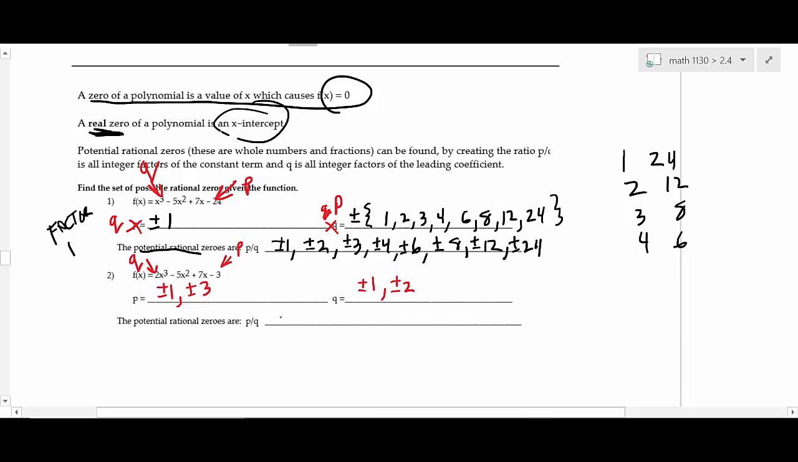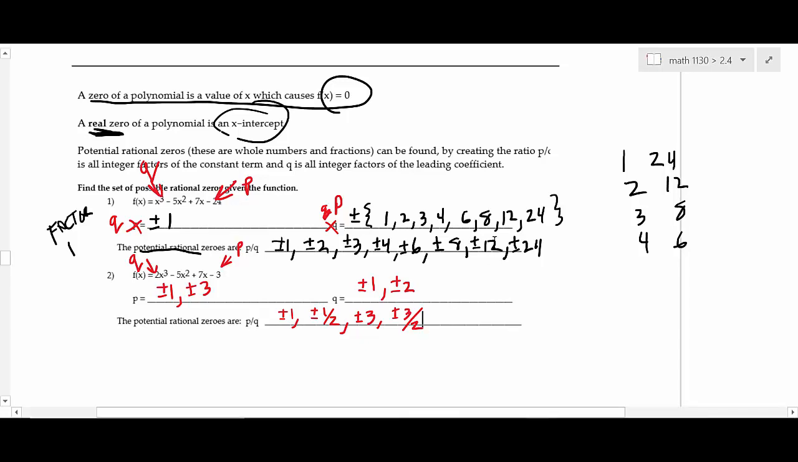If you do 1 over 1, that's 1. 1 over 2 is plus or minus 1/2. Then 3 over 1 is 3, and 3 over 2 is 3/2. Those are possible places where you could have a zero. If you graph that on your calculator, any of those numbers could possibly show up, but they don't have to. Does that make any sense? That's why we call them potential rational zeros.